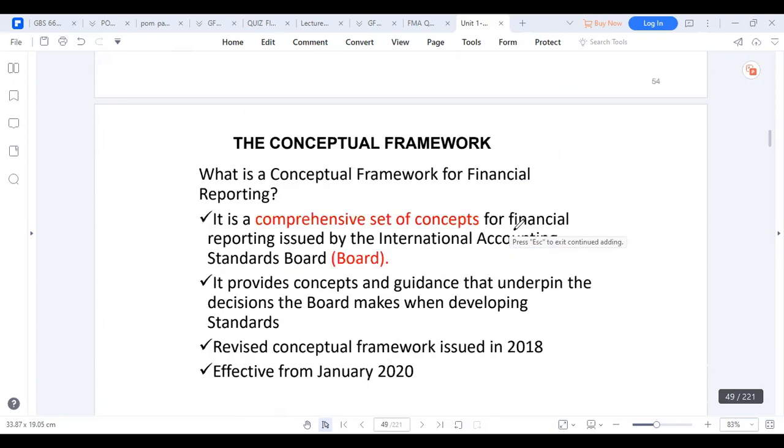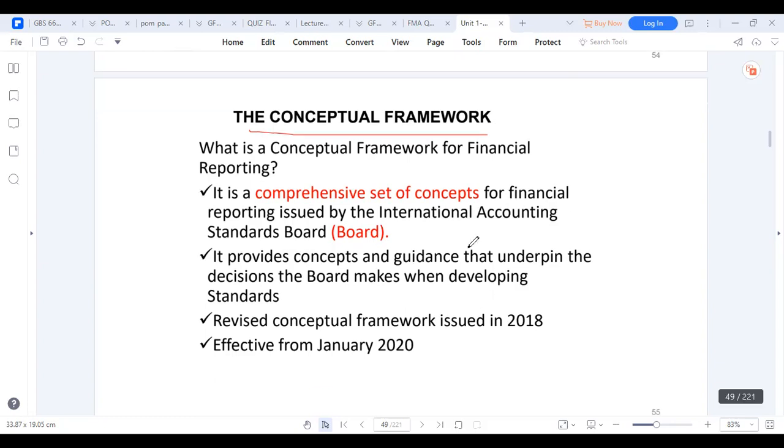So now we also have what we call a conceptual framework. This is simply a comprehensive set of concepts for financial reporting. This framework contains concepts that will guide the decisions that the board will make in developing standards. We have the latest one for 2020, which was revised initially from 2018. Any questions so far? No questions.